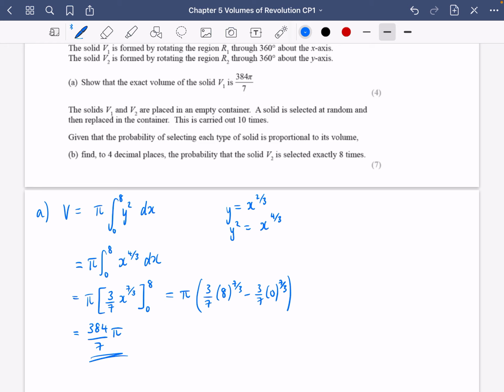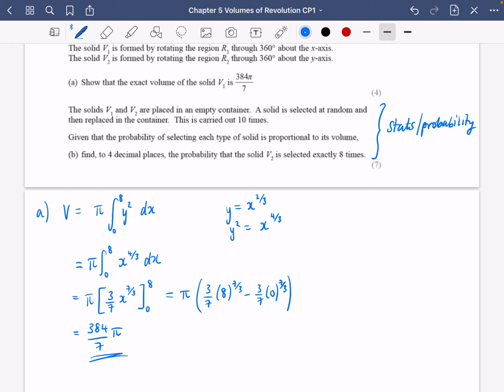And this is where it gets a little bit weird, this question. It says the solids V1 and V2 are placed in an empty container. A solid is selected at random and then replaced in the container. This is carried out 10 times. Given that the probability of selecting each type of solid is proportional to its volume, find to 4 decimal places the probability that the solid V2 is selected exactly 8 times. So this is pretty crazy what they're doing here. They're taking something from Core Pure and they are blending it with stats and with probability.